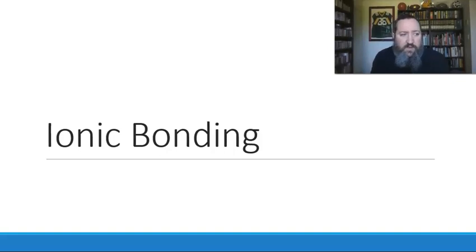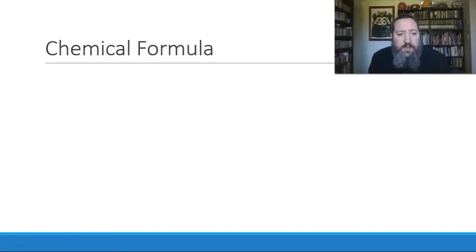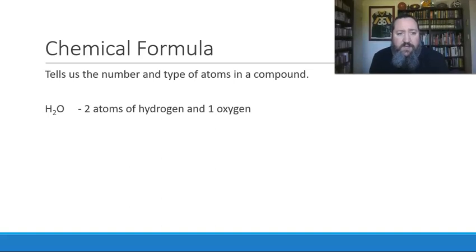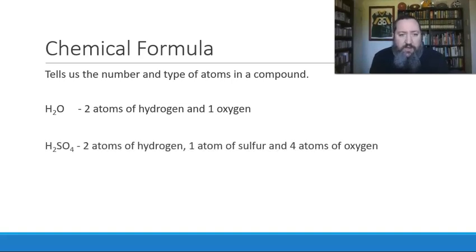So we're just going to start with a very quick recap of chemical formula. Chemical formula, as we know, tells us how many atoms and what type of atoms there are in a particular compound. One that you'd be very familiar with at this point, H2O. So 2 hydrogens, 1 oxygen. H2SO4, 2 hydrogen, 1 sulfur, 4 oxygen. You can obviously have some very complicated ones of these, but for the most part, they're going to be relatively simple, like these two you can see in front of you.